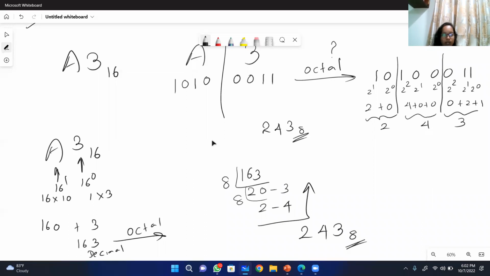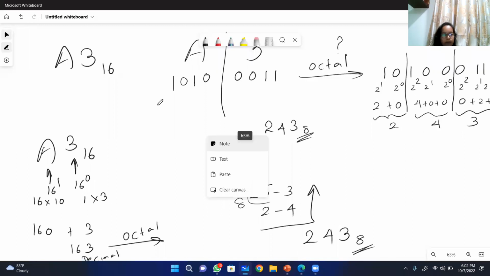Right, same answer we can take. So you can follow any easy method in here. So let's move on to the first one.